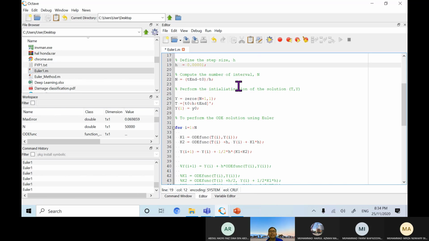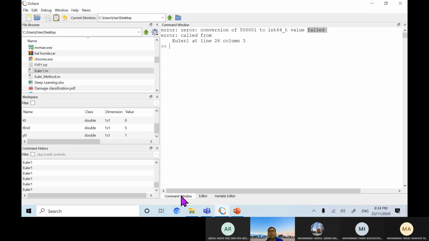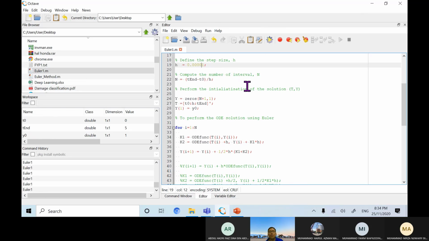Hopefully there is no error. Try. Hopefully no error. There is an error. This error means Octave cannot hold h less than 0.00001. It can only handle up to this h. It cannot process it. However, if you copy this code and paste it into MATLAB, it can run. Okay, so this means the lowest error it could reach is 0.06 from earlier.